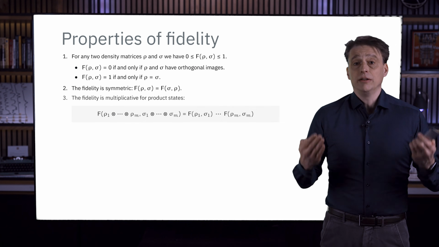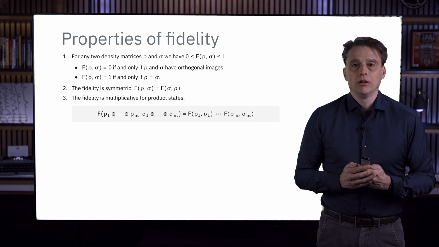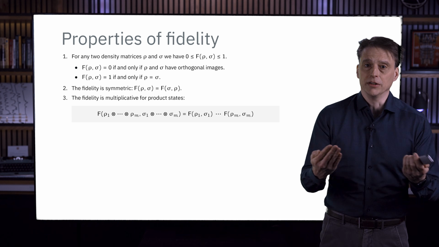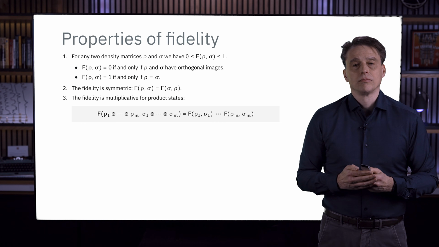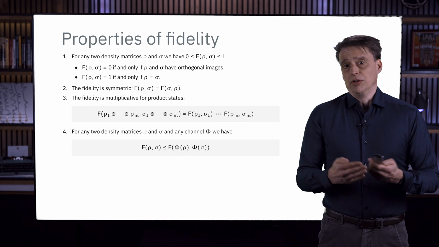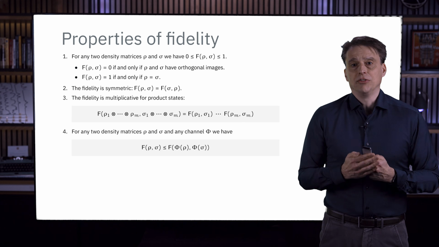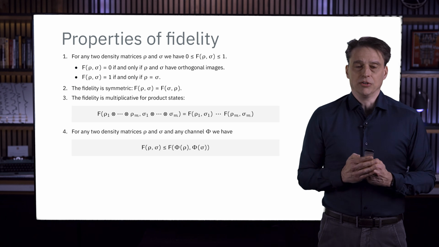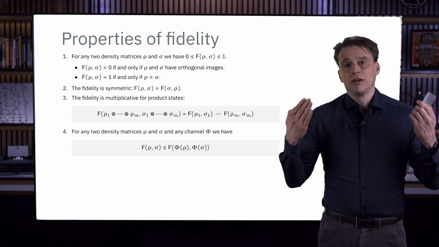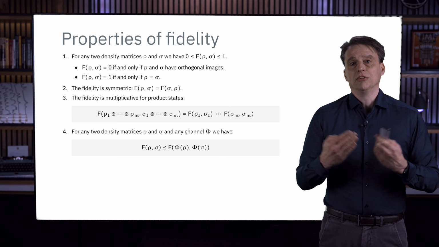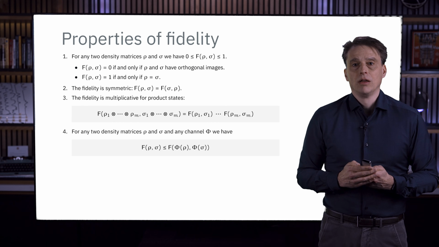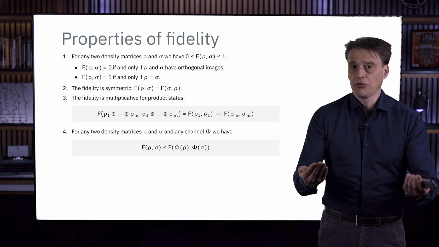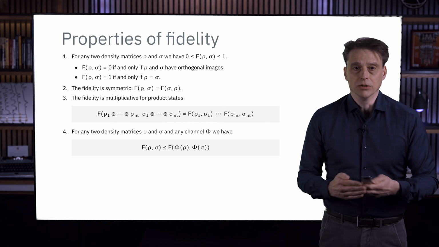Next, the fidelity is multiplicative for product states, meaning that the fidelity between two product states is always equal to the product of the fidelities between the individual states. Here's a really useful property. If we have any two density matrices of the same size, along with any channel that takes these density matrices as input, the fidelity can only become larger when that channel is applied to both states. So in other words, in terms of the fidelity, channels can only make states more similar to one another. They can't make them less similar.